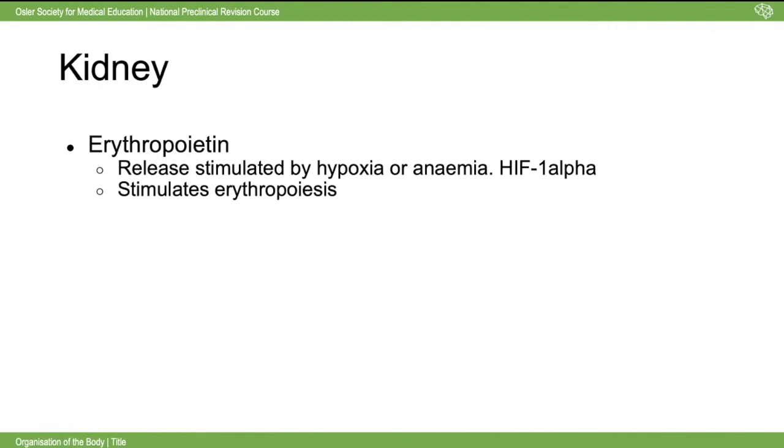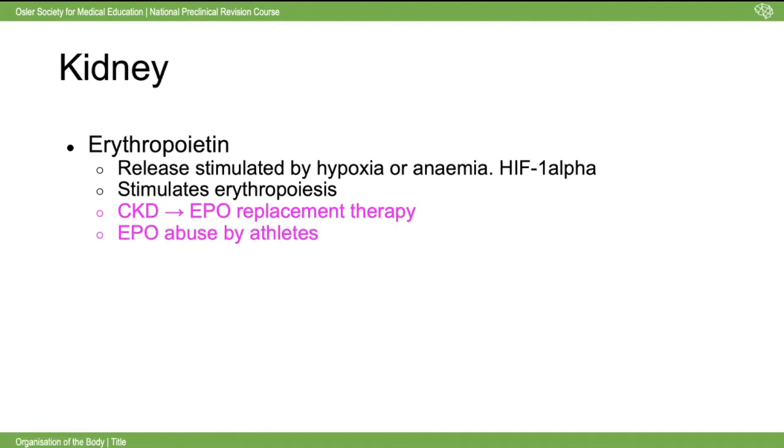And the action of erythropoietin is to increase erythropoiesis, or red blood cell production. And you can imagine how if you have chronic kidney disease, you might have lower levels of EPO production, and that leads to anemia. And so you can treat this anemia by giving recombinant human EPO. And your syllabus also wants you to know that EPO can be abused by athletes, because if you give yourself EPO, then you'll produce more red blood cells, and that increases your endurance.